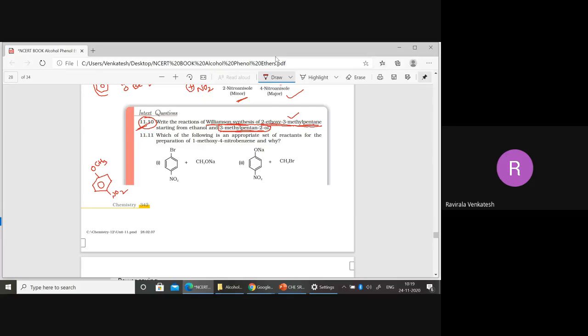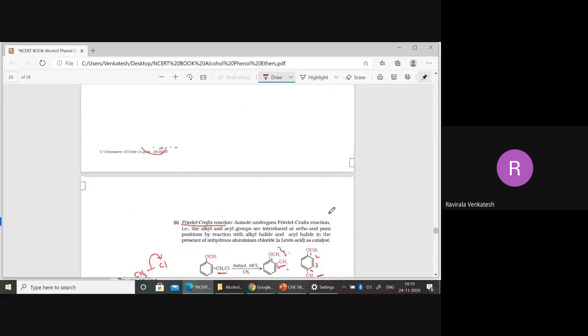See, the bulky group should be on the alkoxide, ONa here, and CH3Br. NaBr is removed. Now what are we going to get? This product we are going to get. The alkoxide must be the bulky group. Yesterday only we discussed this one. We have completed this one actually. Let me see, again I'm showing that one.